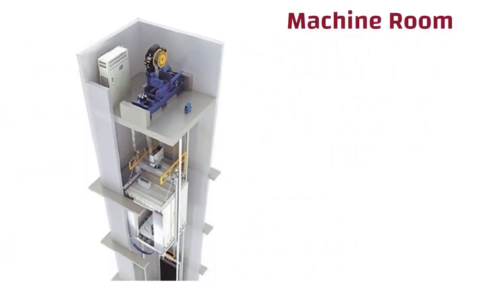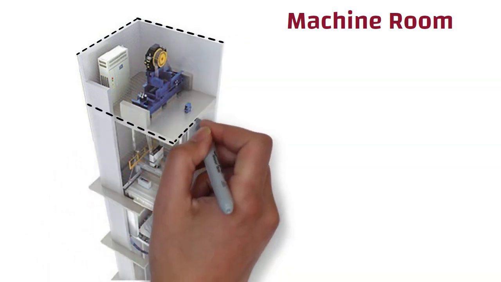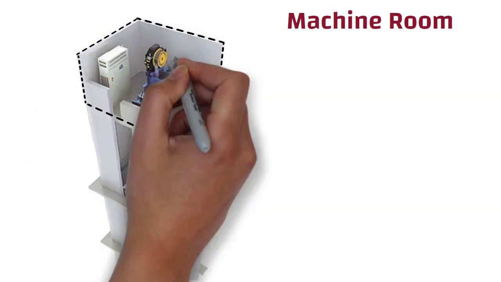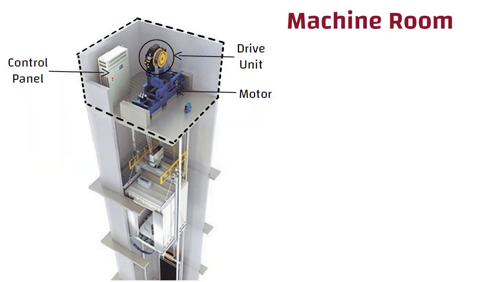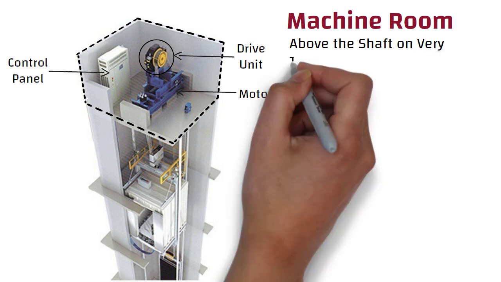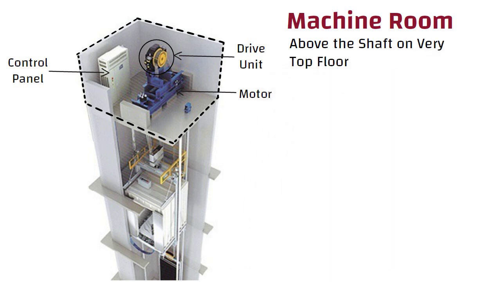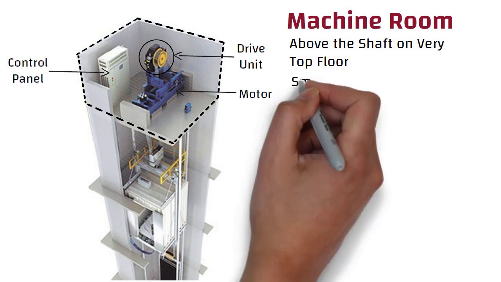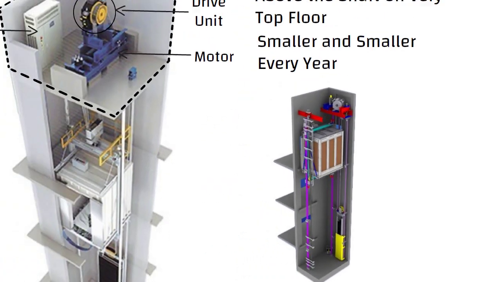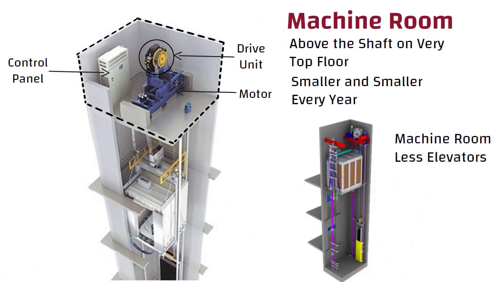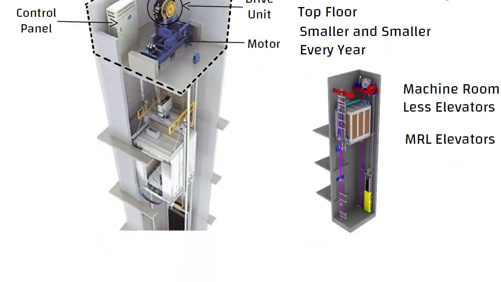Machine room. It is a special room accessible only to authorized persons which contains the lift drive unit, control panel and motor. It is often placed above the shaft on the very top floor. The machine room is an integral part of the elevator. With advancements in technology, the machine room is getting smaller and smaller every year, and some systems even have them installed inside the shaft. They are also known as machine roomless elevators or MRL elevators.